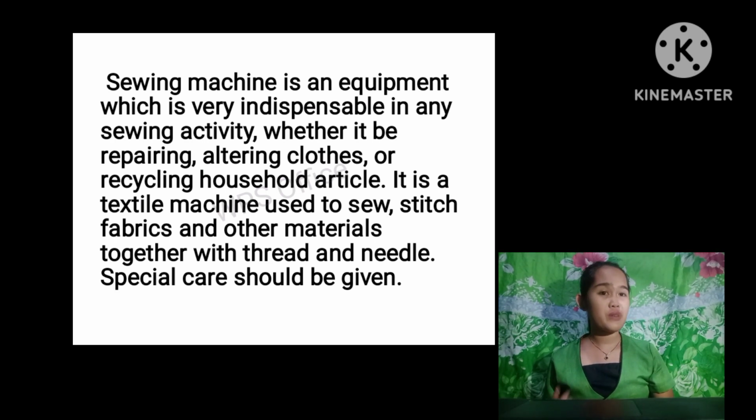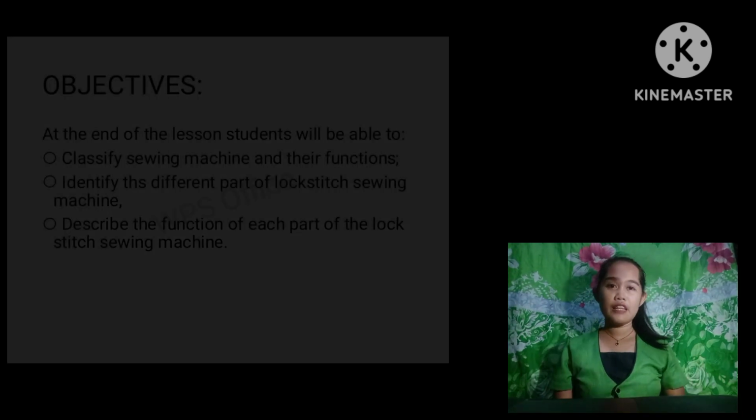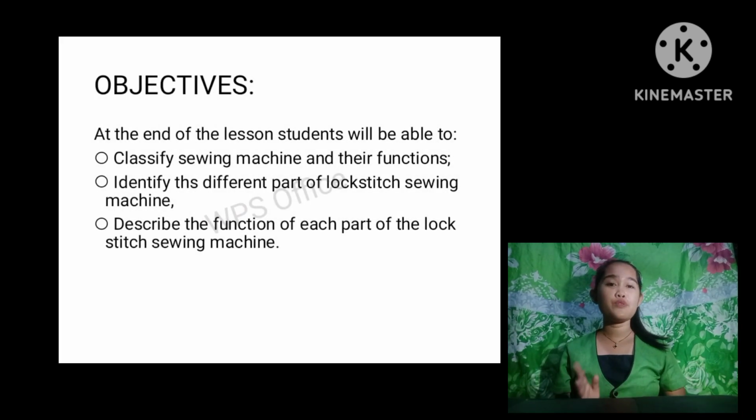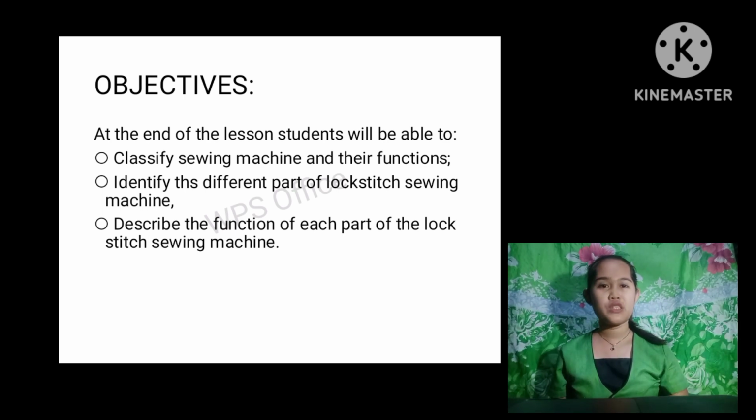And special care should be given to different sewing machines. A well-selected sewing machine is essential for achieving good results. It should be used correctly in accordance with the job requirements. And for our objectives, you have to classify sewing machines and their uses. Identify the different parts of the lock stitch sewing machine and describe the functions of each part of the lock stitch sewing machine.